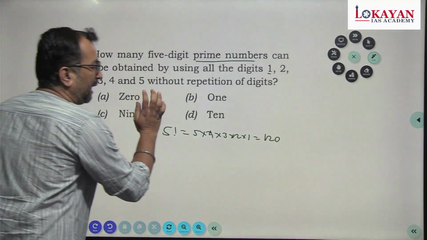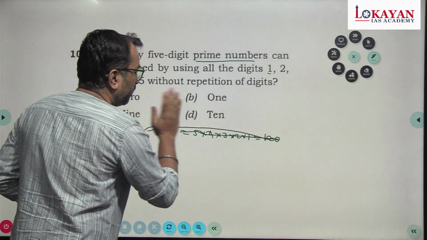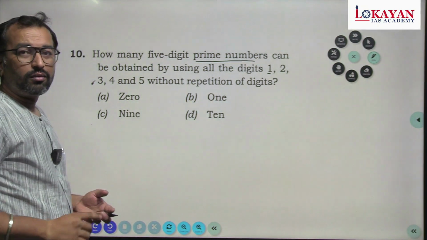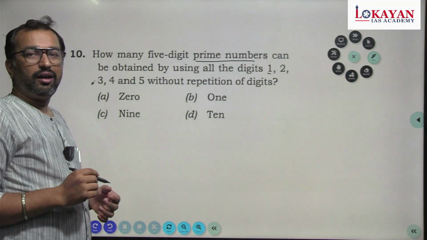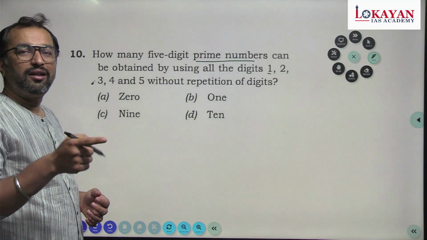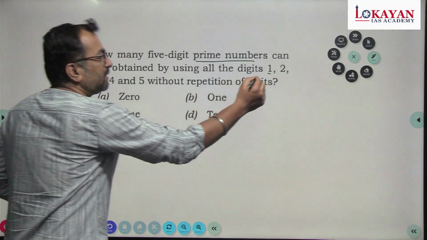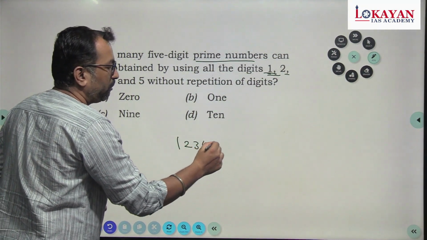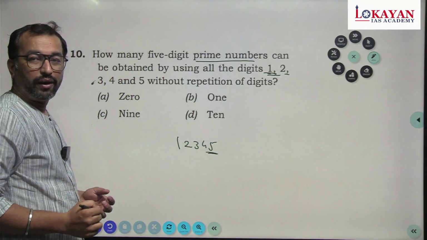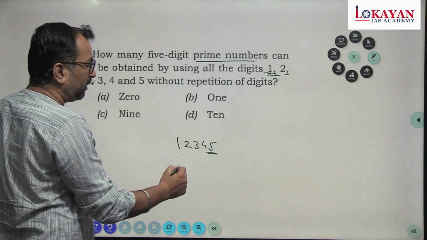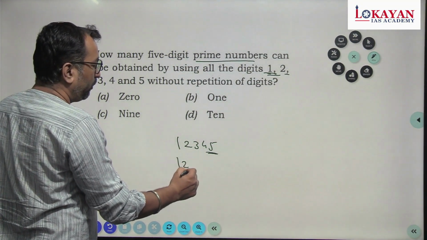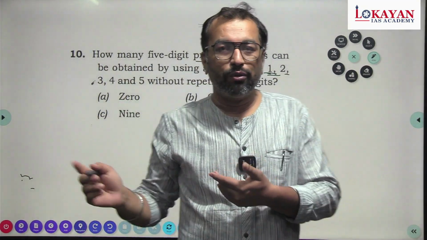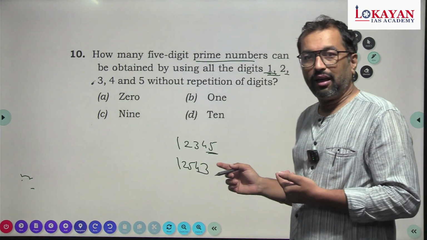But they have asked us how many prime numbers are possible here. So it looks very complicated. But it is very easy, because the first number that I can formulate is 1, 2, 3, 4, 5. But I can tell you that it is divisible by 5 because your unit place is 5. But if I write this number as 1, 2, 5, 4, 3, right? Then can I tell you whether it is a prime number or a composite number? Yes. So there is a little twist.